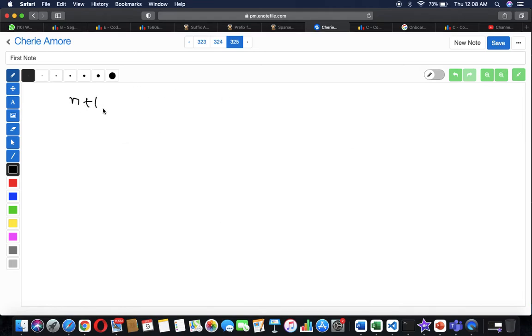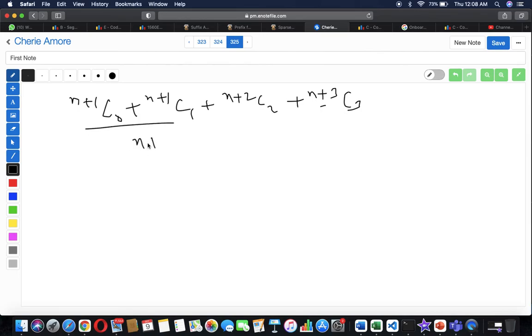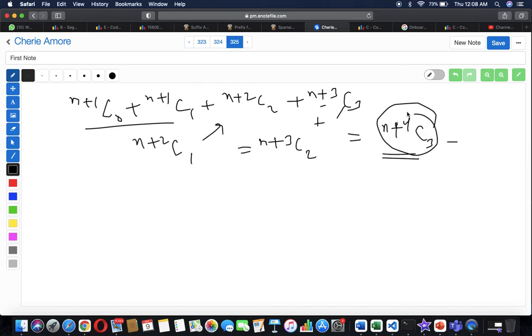So n plus 1 C0 plus n plus 1 C1 plus n plus 2 C2 and so on. This will give me n plus 2 C1, which will add up to this to give me n plus 3 C2, which will add up to give me n plus 4 C3 and so on. So if you see, after adding these number of elements, you're getting an answer which is somewhat like this. So can we derive an nth term for this whole series that we have calculated?